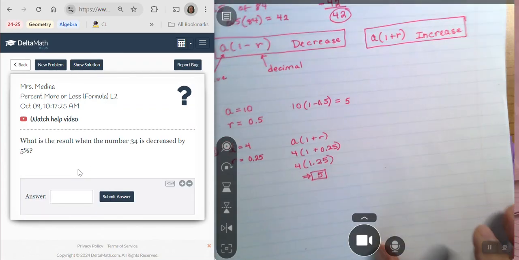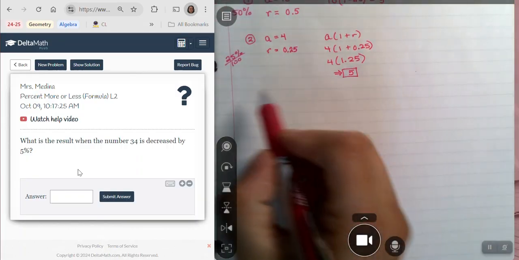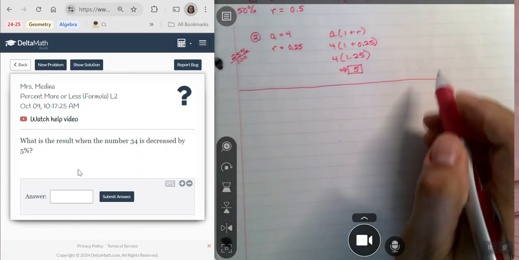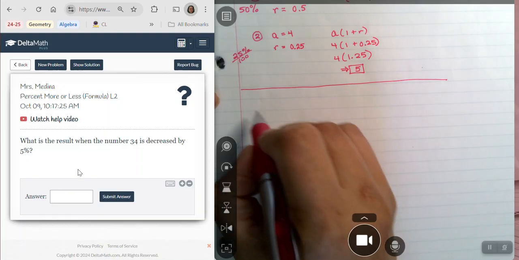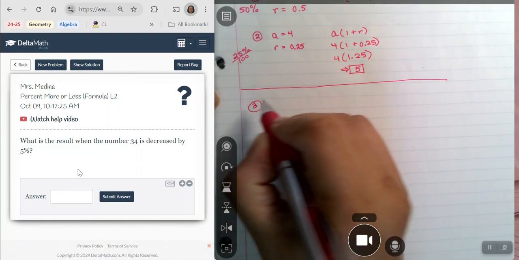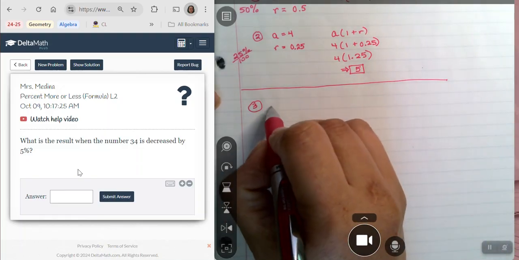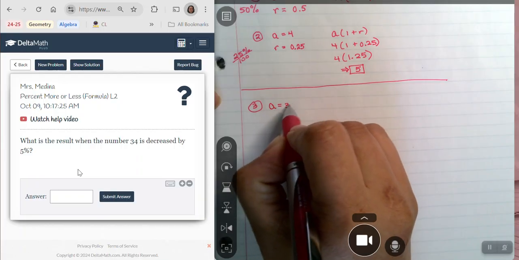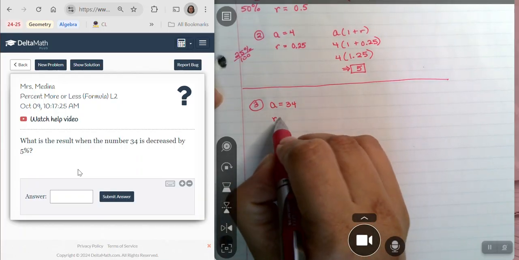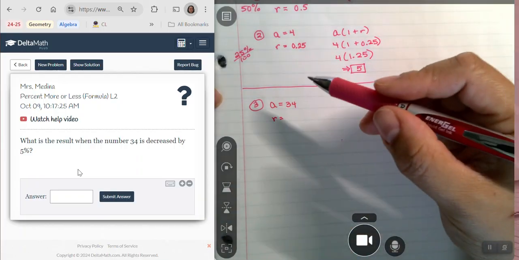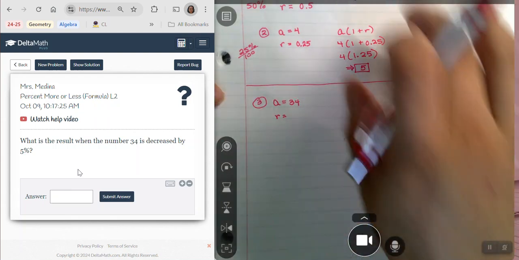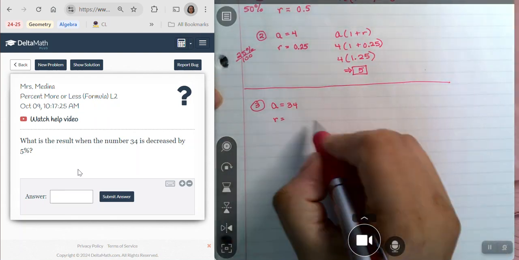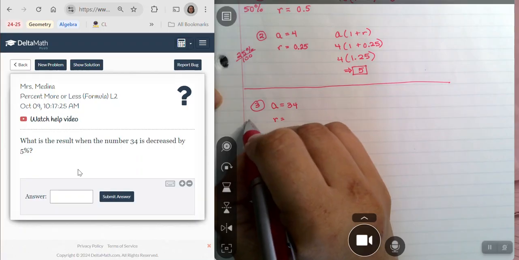All right, so now they're just using different percents that are not easy to calculate, that you actually need the calculator. What is the result when the number 34 is decreased by 5%? So we know A is 34. The rate is going to be not in percent form, but in decimal form. What is 5% in decimal form? So you got to do 5 divided by 100 in your calculator.